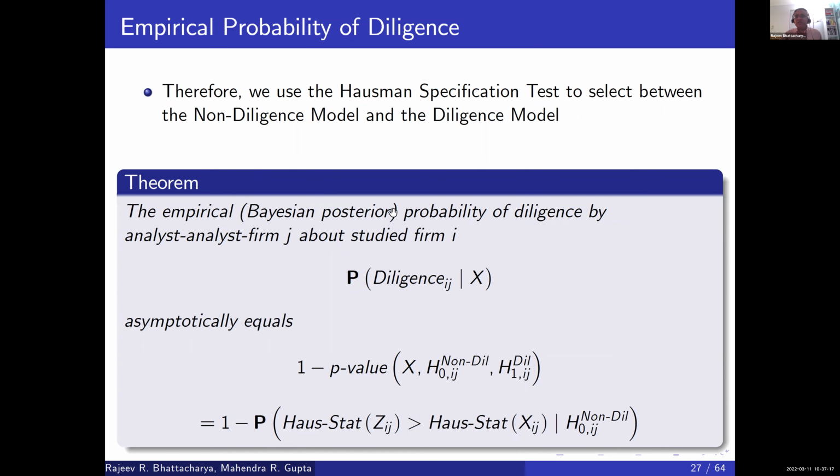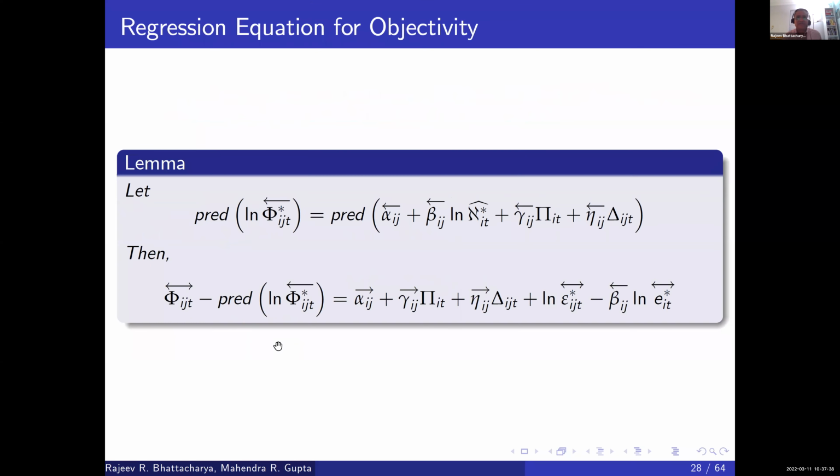So the empirical Bayesian posterior probability of diligence by analyst firm J about studied firm I: the probability of diligence conditional on the data asymptotically equals 1 minus the p-value. And of course, the p-value has that expression, a probability that comes out of this.